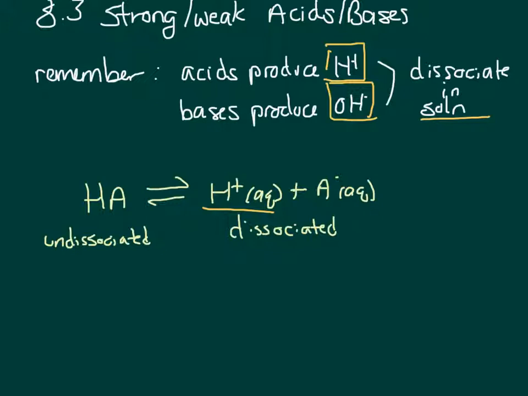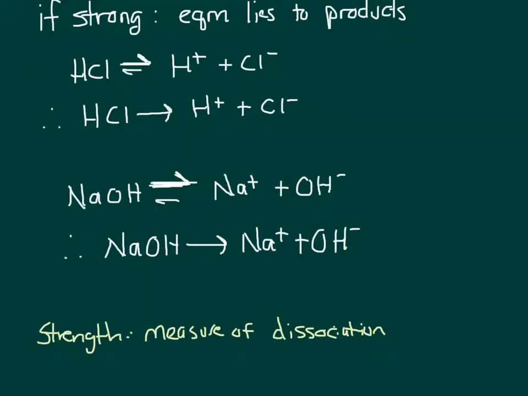On your product side, this is what we call a dissociated form of an acid. On your reactant side, this is what we call an undissociated form. Depending on strong and weak acids, will determine where in this equilibrium reaction we lie. If you're a strong acid or base, the equilibrium lies to your products.